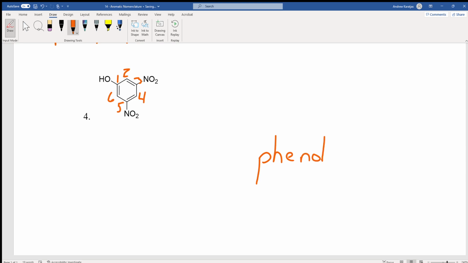Now, because we have more than 2 substituents in this example, we can no longer use ortho, meta, or para. We can only use numbers. Ortho, meta, and para only apply when there are exactly 2 substituents on the aromatic ring. So we have 2 nitro groups, 1 at 3, 1 at 5, and so this becomes 3,5-dinitrophenol.